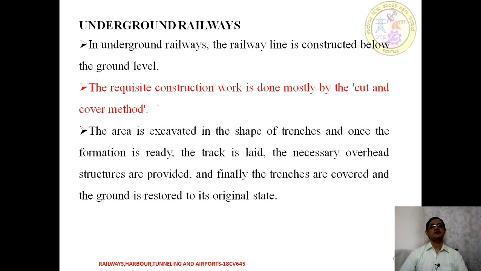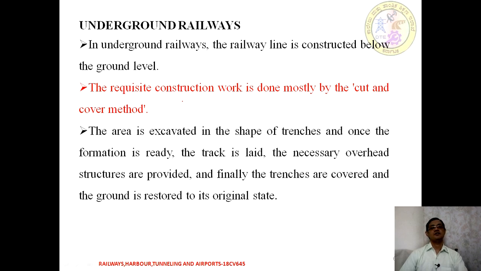So next type is going to be the underground railway. It depends upon the alignment to be constructed in some part of the rail network. Underground railways, as the name itself indicates, are constructed below the ground level. The construction work is mainly done by using the cut and cover method. Whenever open space is available, the cut and cover method is adopted.